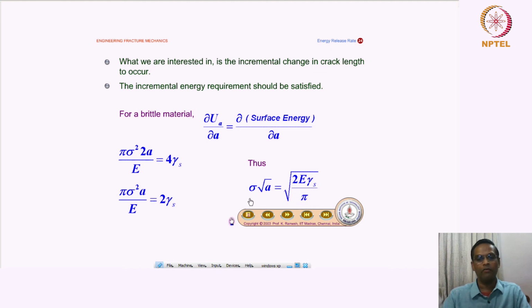Very, very important equation as far as the energy release rate is concerned. Most textbooks also write this equation with the a inside the square root on the right-hand side. So we can verify these expressions in the subsequent discussion. How was it verified?